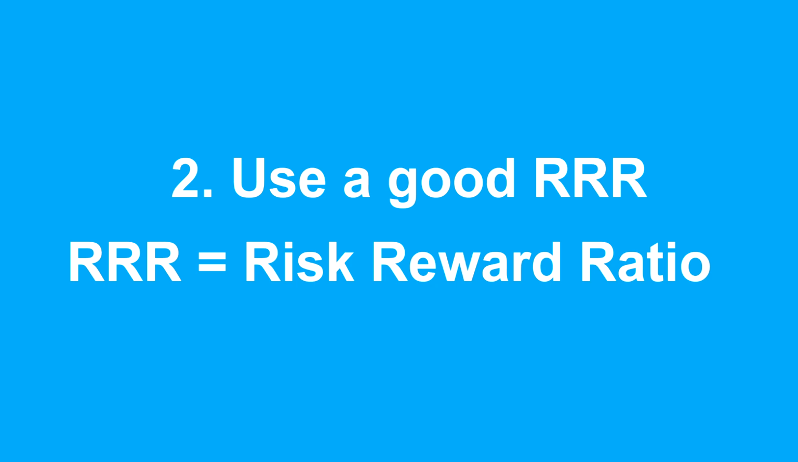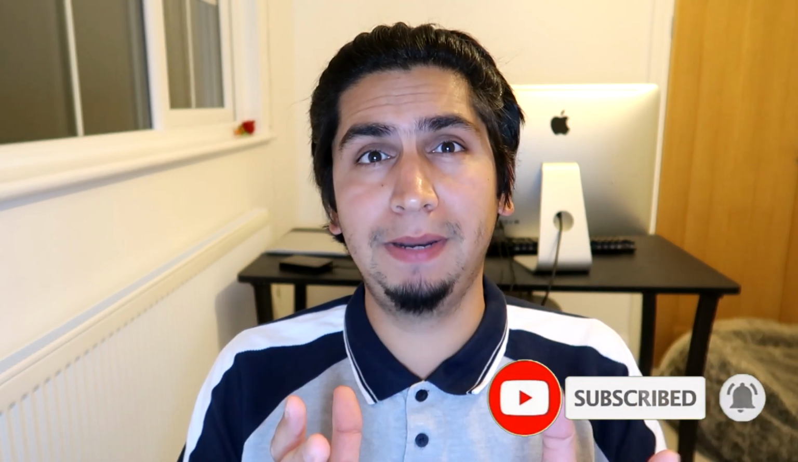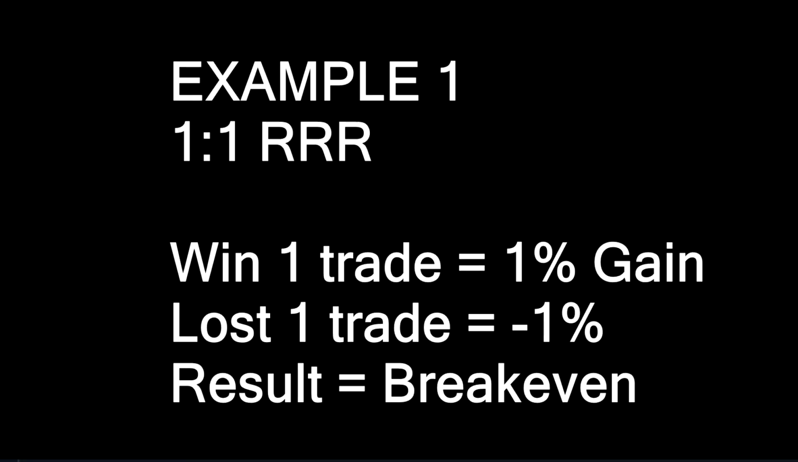Point number 2, use good risk to reward ratio. This is basically how much you're putting at risk and how much you want to get at reward, okay? And the best way to explain this is, let me use some examples. So example number 1 is a 1-to-1 risk to reward ratio. It means whatever you're risking, when it gets 1 times that, you close your trade.